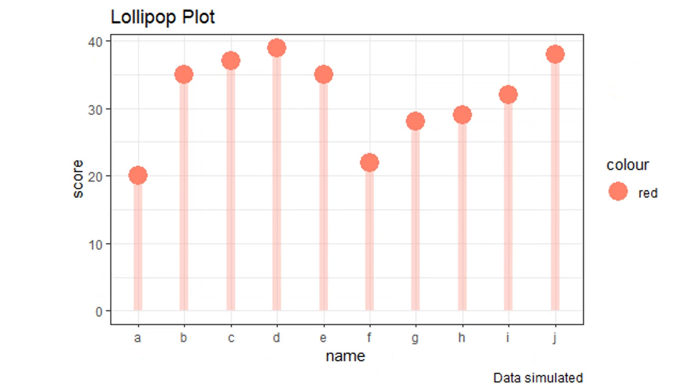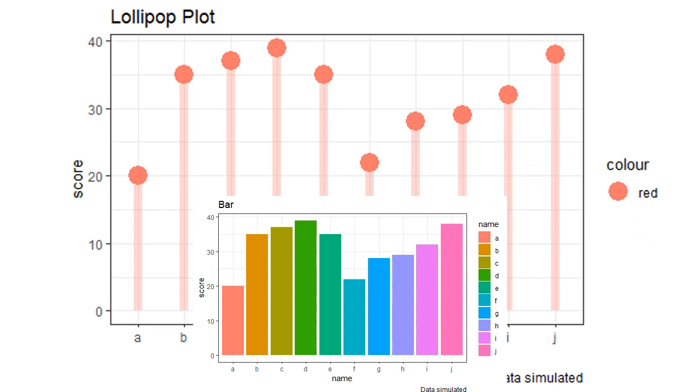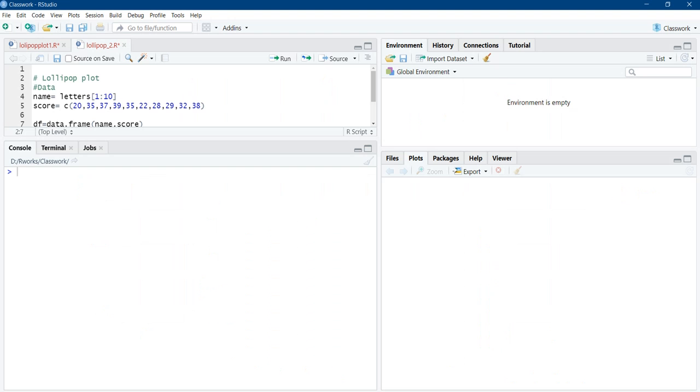This is a lollipop chart, as it looks like a lollipop and many times looks beautiful as compared to a bar plot. Now we'll start learning the lollipop chart. We will work in RStudio.